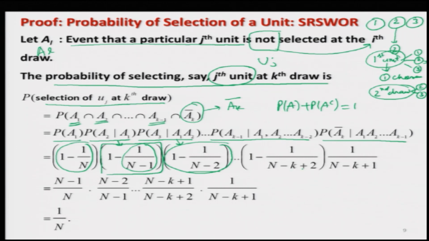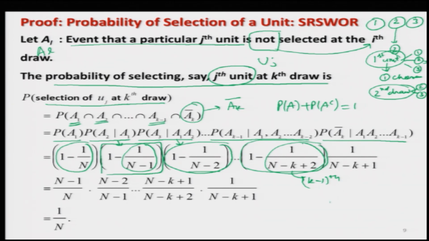I can continue up to the k minus 1th draw. So, at the k minus 1th stage, the probability of not selecting the kth unit in the k minus 1th draw will become 1 minus 1 upon n minus k plus 2.